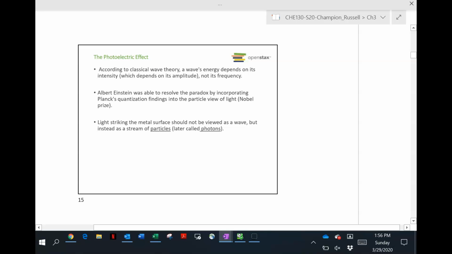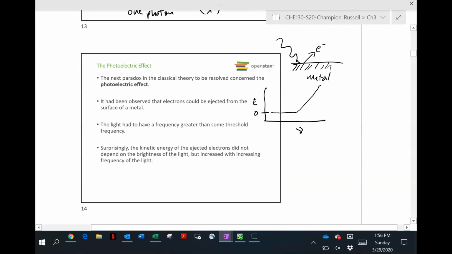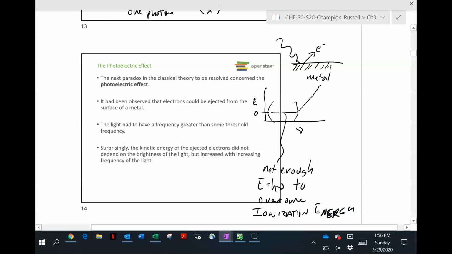One of those papers explained the photoelectric effect by taking Planck's idea of quantized energy, or the idea of photons, and saying that below the point where the ejection of electrons starts happening, in this region right here, there's not enough energy. Remember that energy is equal to Planck's constant times the frequency, to overcome what we know now as the ionization energy, the energy that it takes to take an electron away. Above that, you've met the ionization energy, and any extra energy you have gets translated into more energetic electrons.